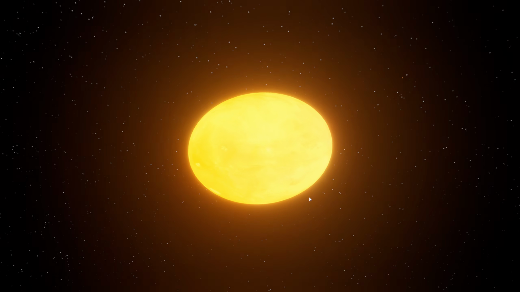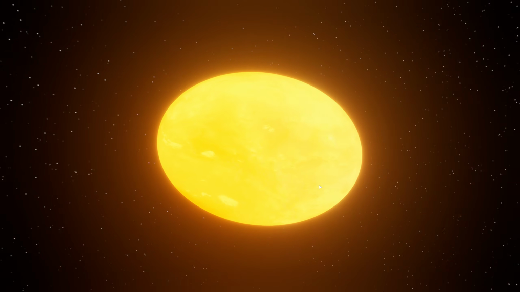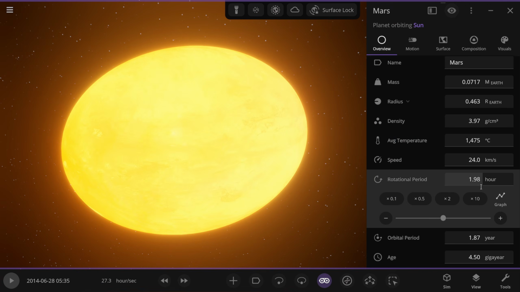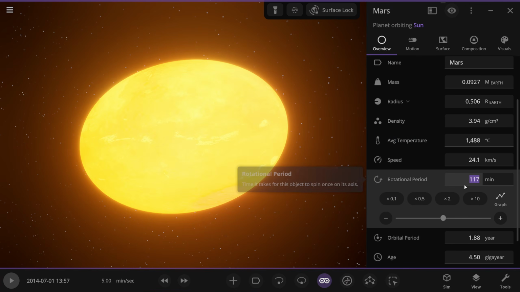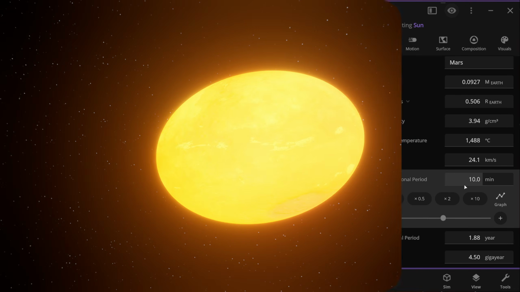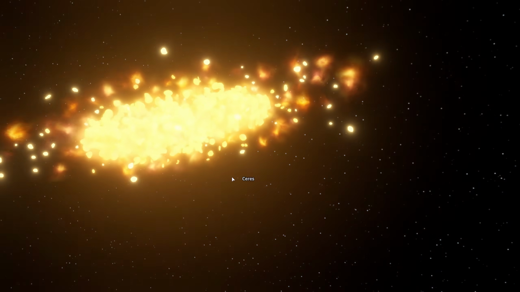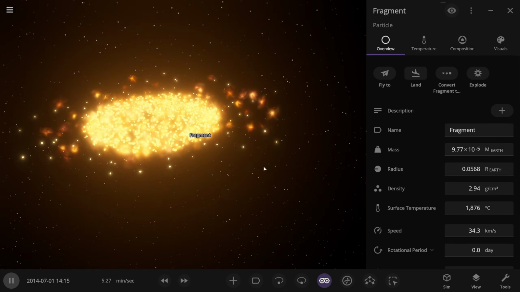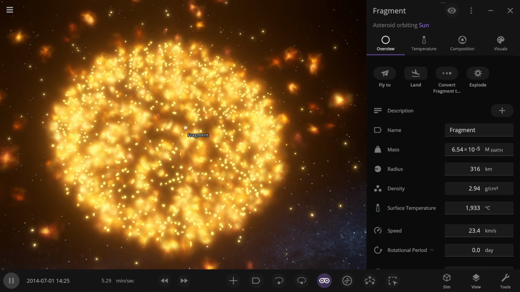I'm clearing away every single piece of this debris, and Mars looks like such an intense glowing object. The day self-restored to almost 2 hours, but now I'll set the Martian day to exactly 10 minutes. Starting the simulation. And that's it. It couldn't take it and completely exploded into particles. Huge fragments are flying away from it.